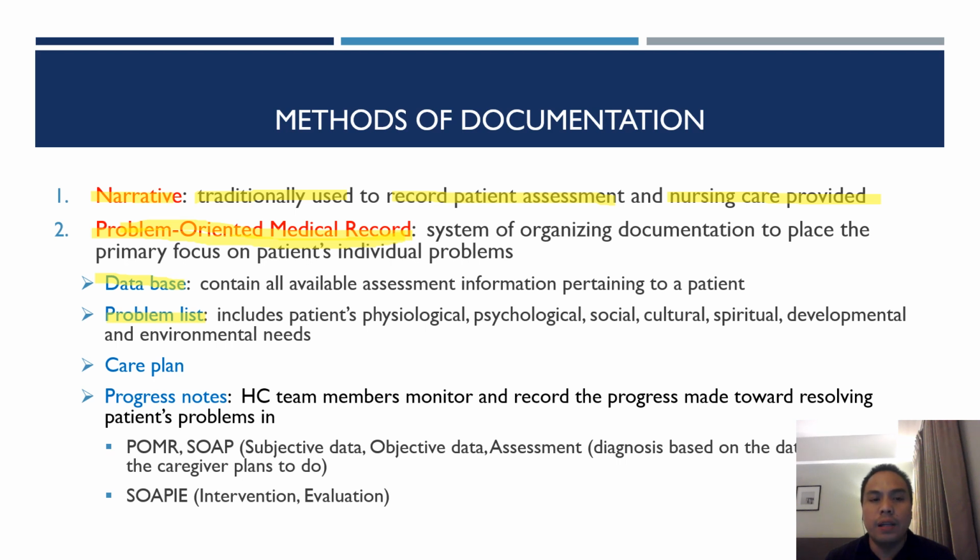Okay, care plan. In a care plan, that is the initial list of orders of plan of care is made with the reference of the active problem. So care plans are generated by the individuals who list the problem. And then we have the progress notes. In progress notes, healthcare team members monitor and record the progress made toward resolving the patient's problem.